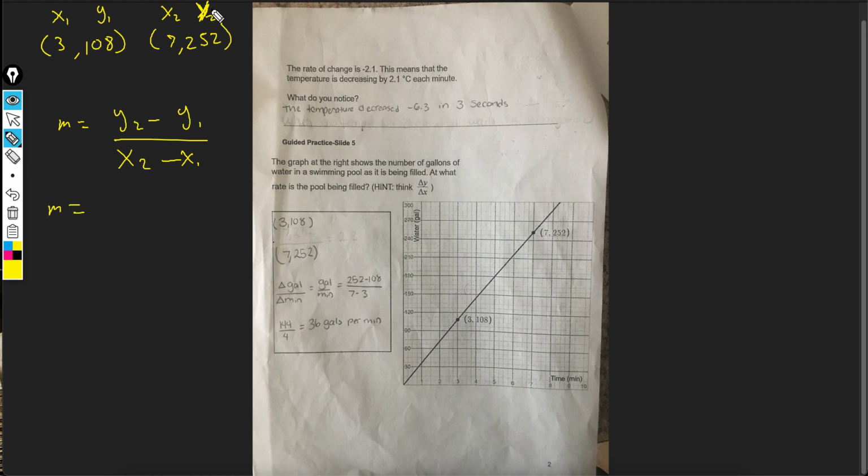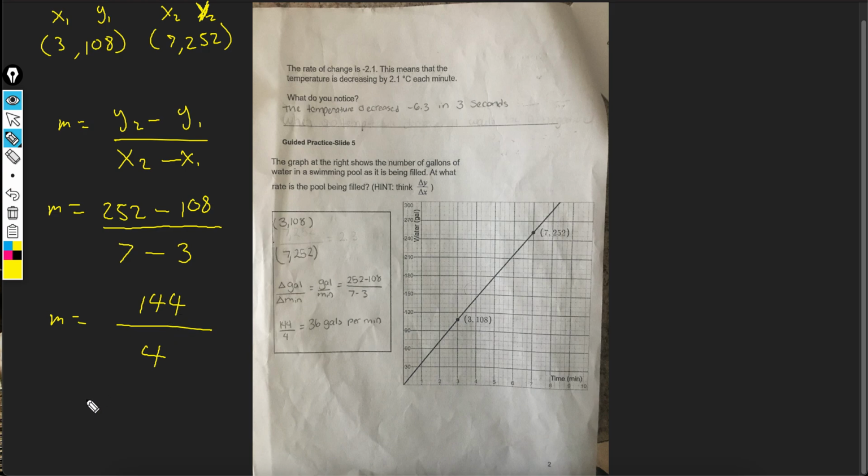So what's our y2? 252 minus, because it says it right there. What is our first y? 108. Put a line. Our second x is 7 minus, because it says it right there. And our first x is 3. So we plugged it in exactly. And I like to label things because I don't like to lose sight of how things go. I'm just going to write that really quick. So 252 minus 108. What do you think that is? 144. 7 minus 3? 4. Perfect.